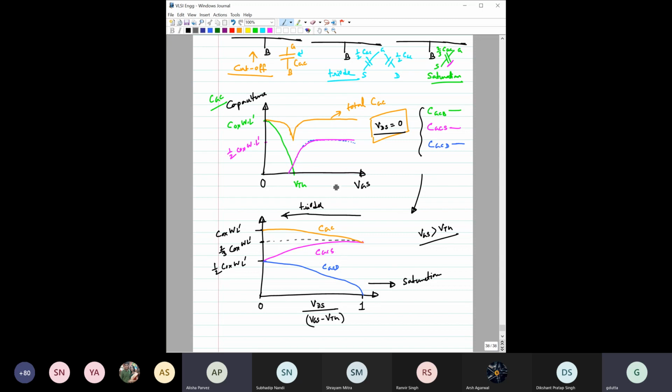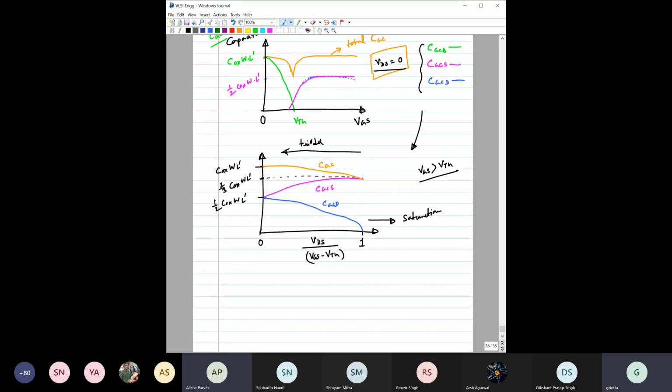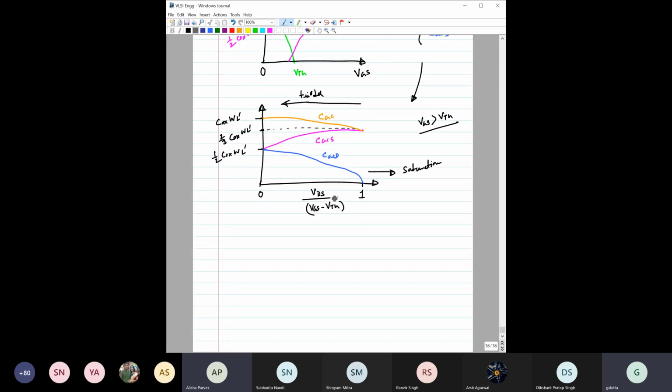But to simplify our analysis, and for hand calculation, we will explicitly divide into 3 regions: cutoff, triode, and saturation region. If we have the cutoff region, then this value is fixed to this, and if it is in the resistive or triode region, then this value is fixed to this. So let us make a table, which will be a guide for us to consider what capacitance we should use at different regions.